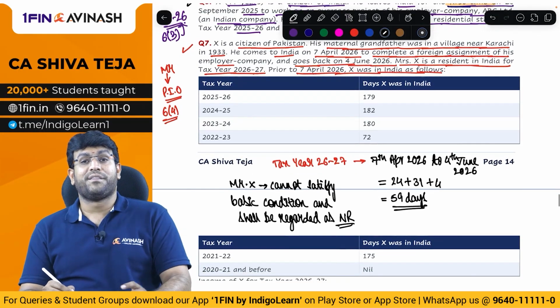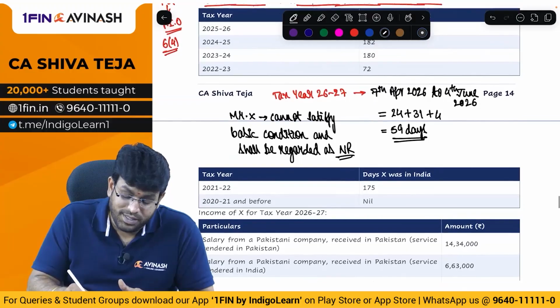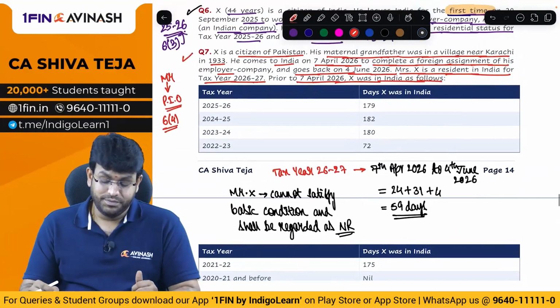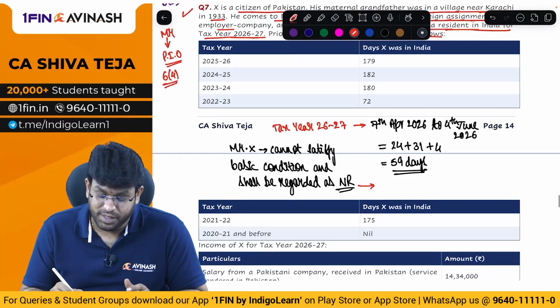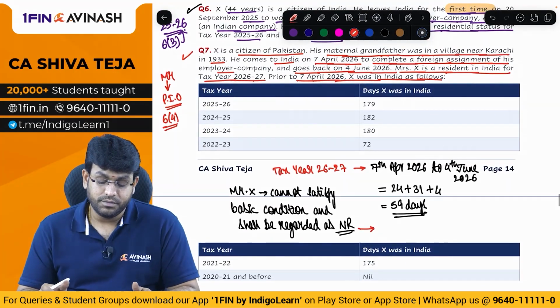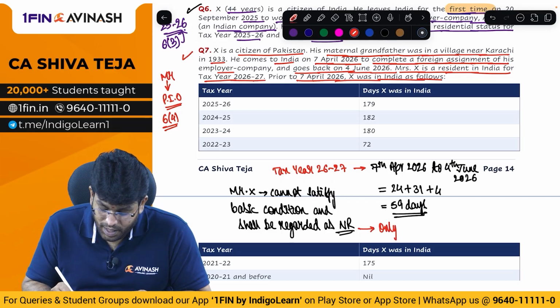So come on friends, what is the answer we got? He is regarded as non-resident. And now tell me, once he is a non-resident, what will happen, my dear friends? Come on. Once he is a non-resident, what will happen? Only Indian income is taxable.